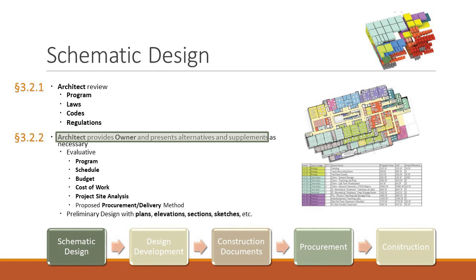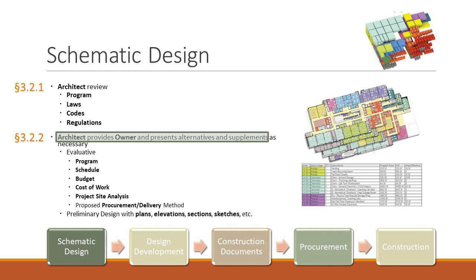And then under 324, after you get this understanding, you're going to do a preliminary design. You're going to do volumes, maybe you're going to do some sketches, maybe axonometrics, whatever it might be. Here's what I think the project is going to look like. So after you've done your evaluation and had your understanding, 324 says I'm going to present and prepare a preliminary design.